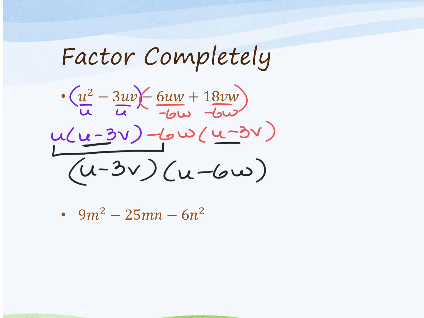So again, for this one you had to factor by grouping. I made a purple group and a red group. My GCF of purple was the u, and then I divided, and I ended up with u minus 3v. Then the GCF of the red group was the negative 6w. I divided, and I ended up getting the exact same thing after the division. So then you write that once, and then again, group your GCFs for the second binomial.